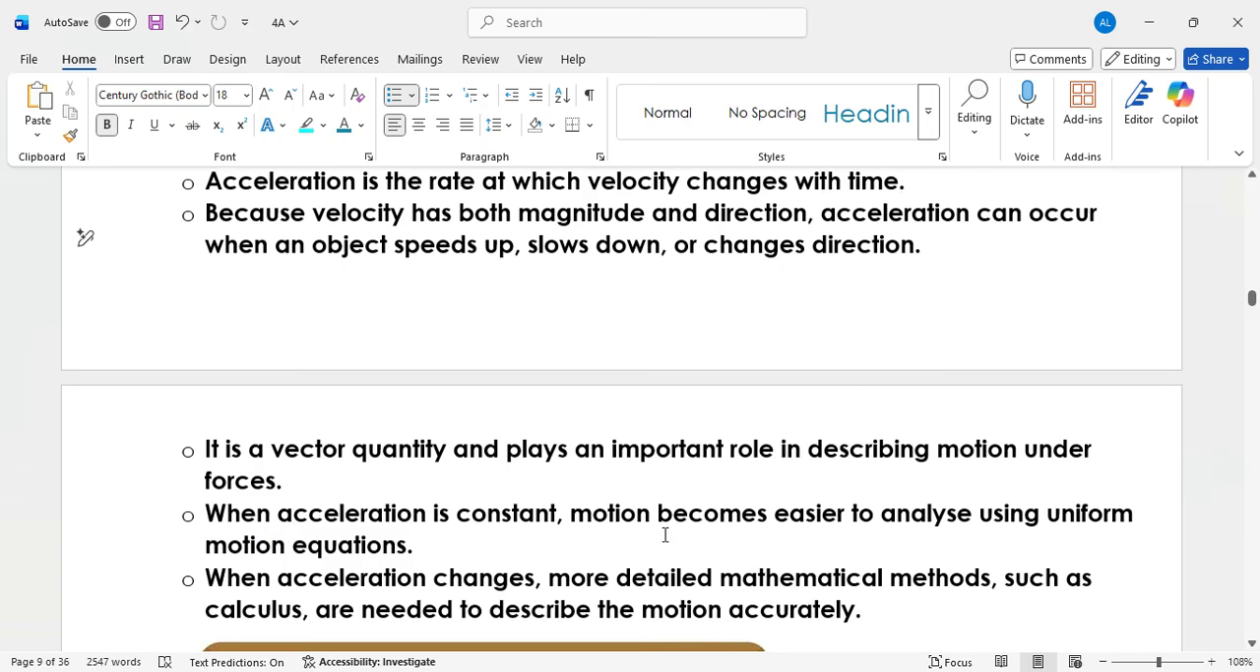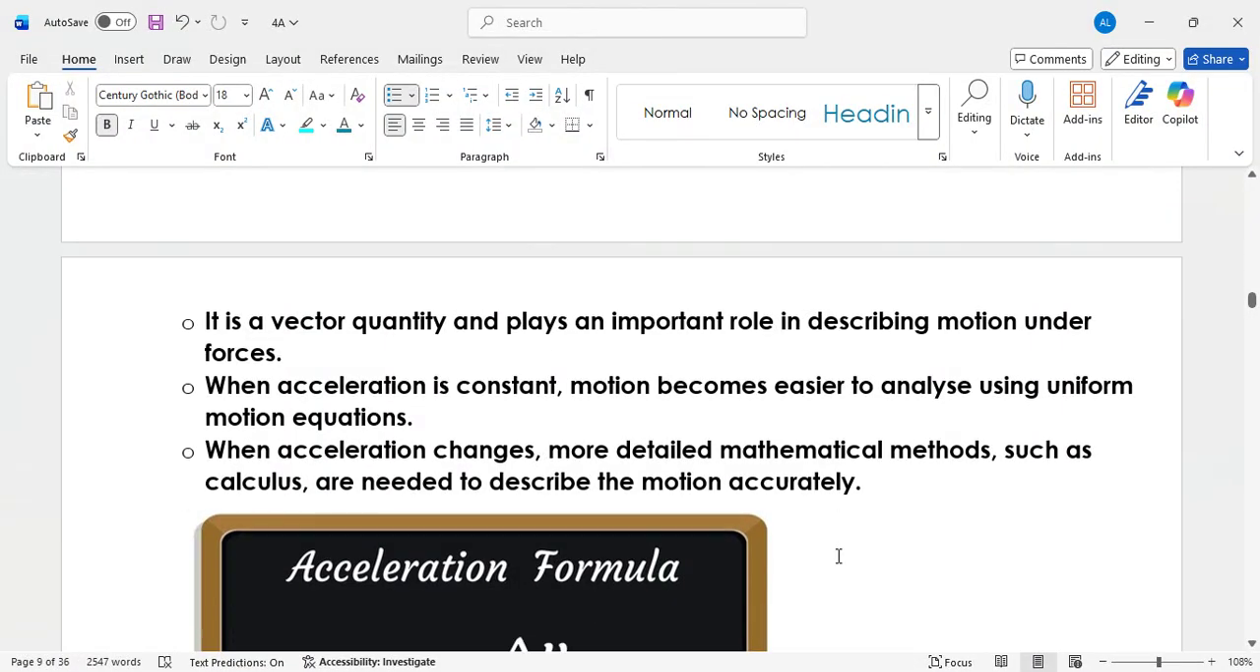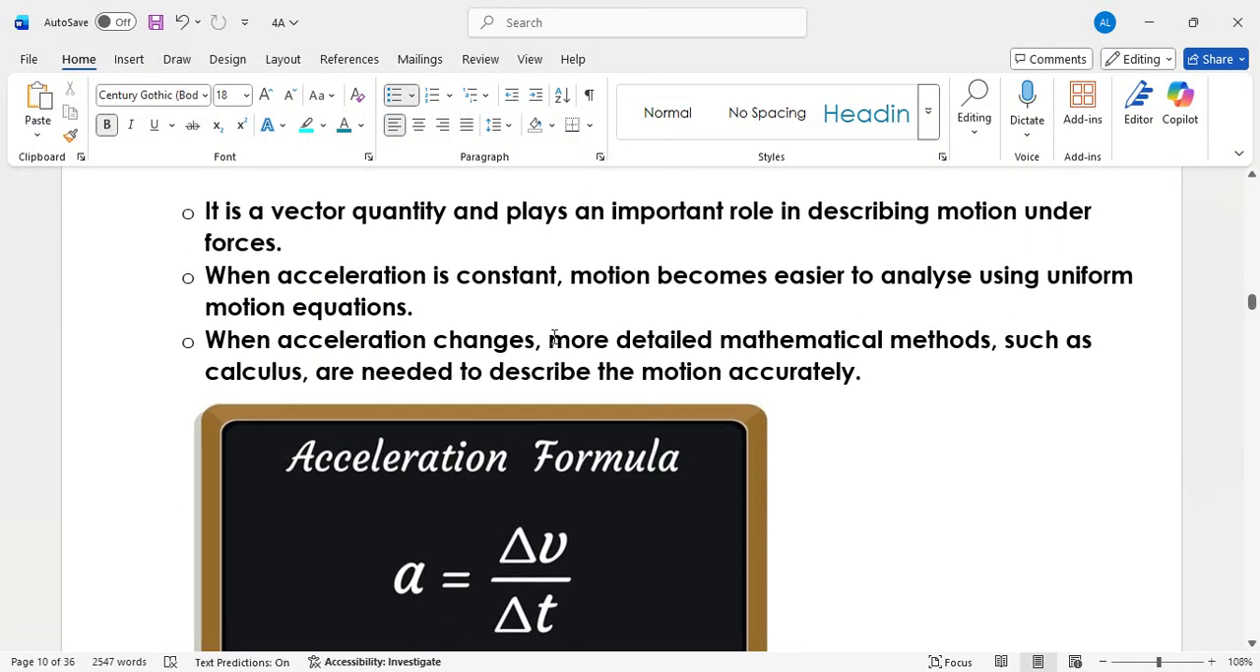When acceleration is constant, motion becomes easier to analyze using uniform motion equations, right? If the acceleration is constant. So let's say you're pushing something and it has been constant. There is no additional force. Uniform motion equations are much easier. When acceleration changes, more detailed mathematical methods such as calculus are needed to describe the motion accurately.